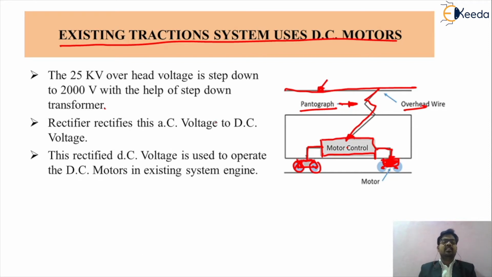So what are the existing electric traction system details that we want to understand? First of all, the rating: the 25 kilovolt overhead voltage is stepped down to 2000 volts with the help of a step down transformer. All of this strategy is available in that particular motor control strategy. So this will be the first part.